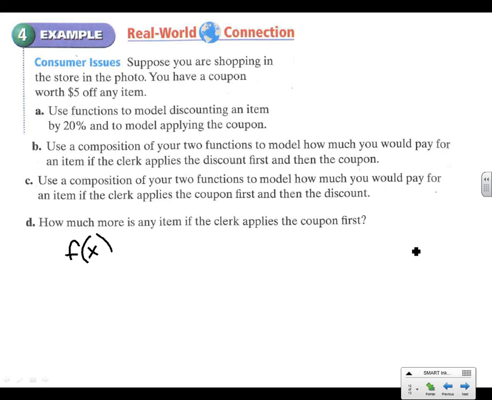So f of x is, whatever our price x is, we're going to lose $5, so x minus 5. That's if we use the coupon. g of x says we have a different option, we're going to have things on sale by 20%. So that's x minus 20% of x, which if you combine that is 0.8x, 80% of x. If we get 20% off, we have to pay 80%. All right, so that's part A. We've got our two functions.